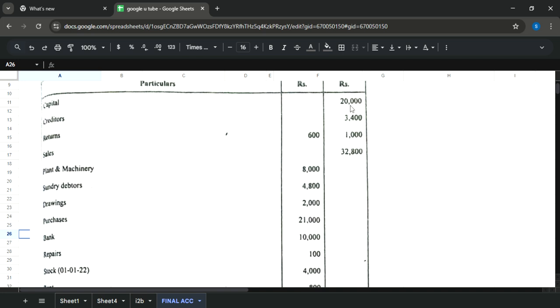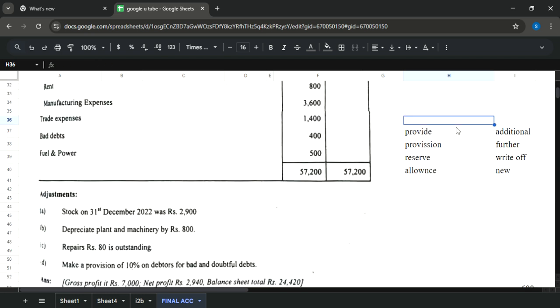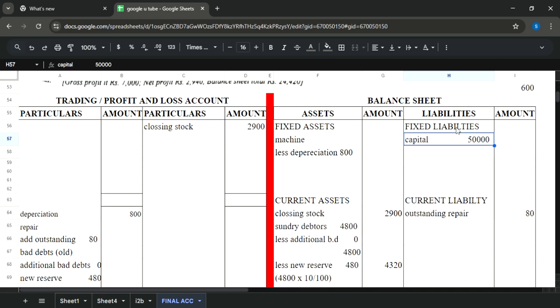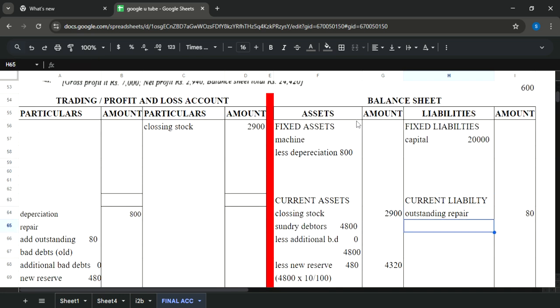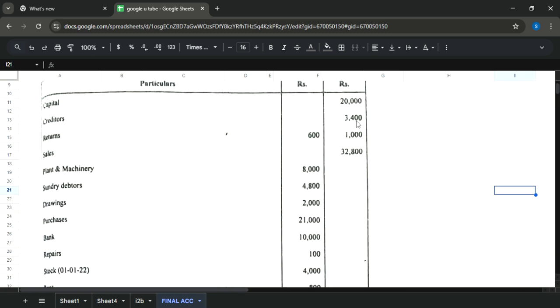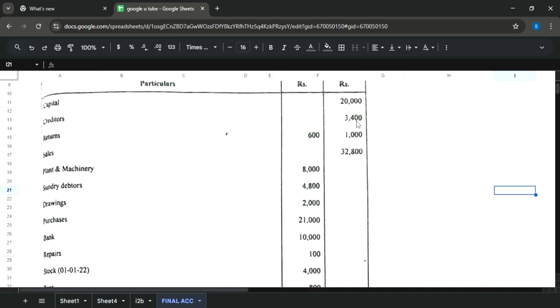Capital, it's a fixed liability. So we will come over here and write capital, the amount of which is, I think, 50,000. We haven't seen the amount, but let's confirm it. No, it's 20,000. So let's write 20,000 as the amount of capital. Then we have creditors. Creditors are your current liability. You will be writing the amount of creditors, which is 3,400. Write it down over here.